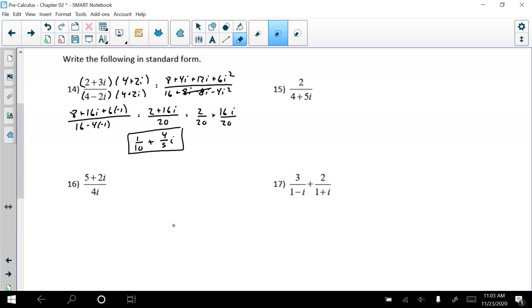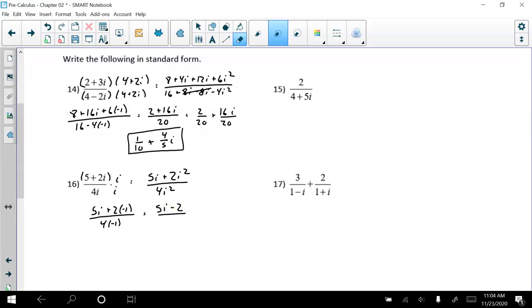Now, number 16 is a little bit different. We don't have to multiply by the complex conjugate. All we have to do is get rid of i in the denominator. So I can actually just multiply numerator and denominator by i. You could multiply by negative 4i, it's just adding more work. So I'm going to distribute. I get 5i plus 2i squared over 4i squared. So it's 5i plus 2 times negative 1 over 4 times negative 1. So it's 5i minus 2 over negative 4. So I'm going to clean that up. Negative 2 plus 5i over negative 4.